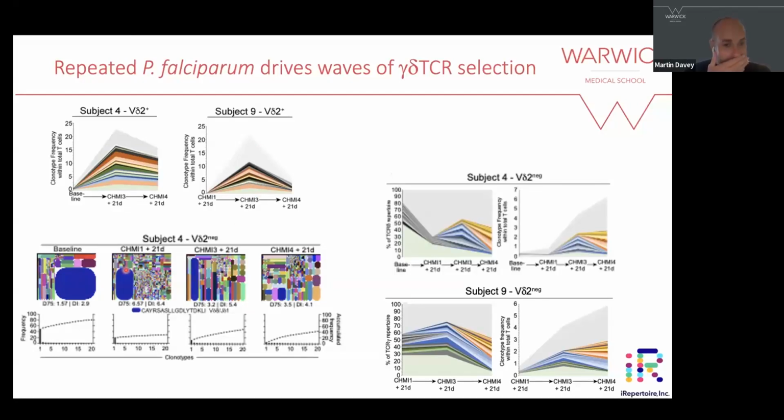But when we started looking at the V delta 2 negatives, and I can say this one was mainly V delta 1 when we looked at the expansion, in fact they had this large V delta 8 clone that was expanded at baseline, which was quite interesting. So, you know, we had a marker already that this individual had a specific clonotype we could track across time.